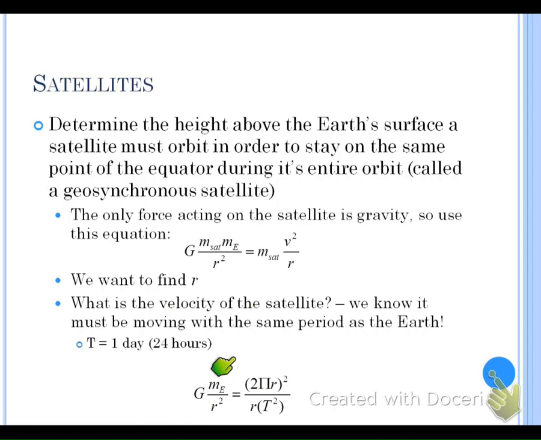The reason we know that T is going to equal 24 hours is because it's moving at the same speed as the Earth. Since this is a geosynchronous satellite and it's staying at the same point on the equator the whole time, it means it has to spin the same speed as the Earth. So the period is going to equal 24 hours. So we can plug in our equation for velocity as a substitute for V in this equation, and we can cancel out mass of satellite on both sides. So that makes our actual final equation.